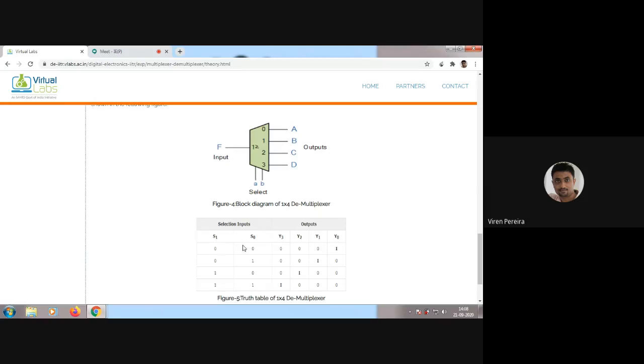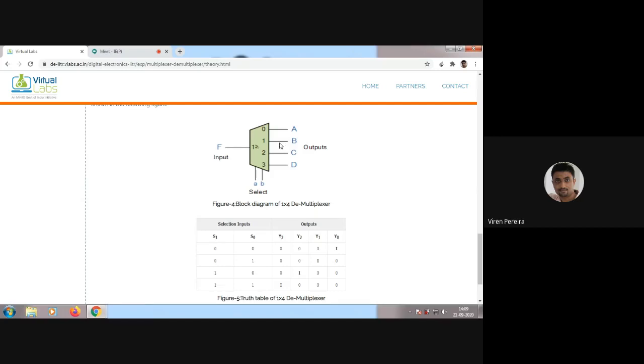So if we select 0 and 0, then A will be equal to F. Everyone clear? Whatever the value of F here will be reflected in A. Now if we give 0 and 1, then whatever is at F will be reflected at B. That means if F is 1 here, it will be 1 here. If F is 0 here, it will be 0 here.